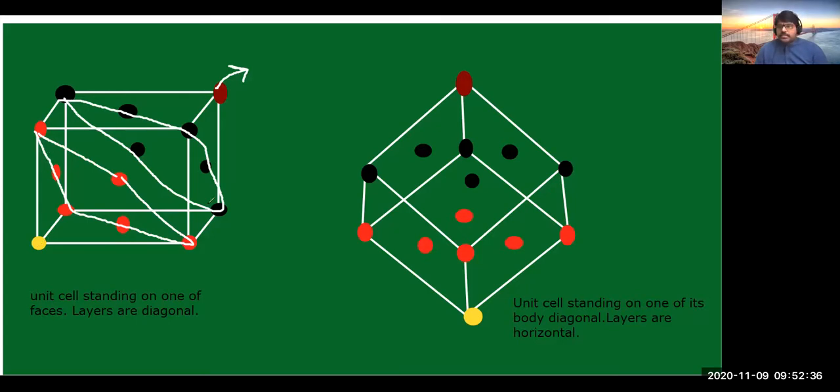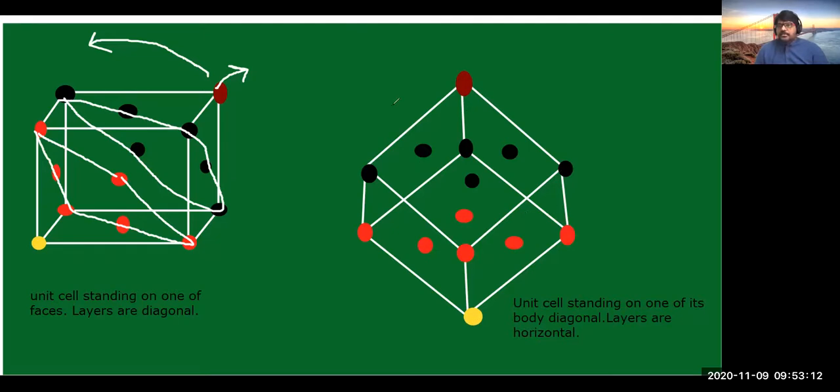And instead of standing on its face, if the unit cell is standing on its body diagonal, you just rotate it like this. As a result, here this is the particle of the first layer and this is the particle of the fourth layer. If you take the contact between these two particles, that is called what? Body diagonal. Now the unit cell is standing on its body diagonal. When the unit cell is standing on its body diagonal, you can see the layers are horizontal.